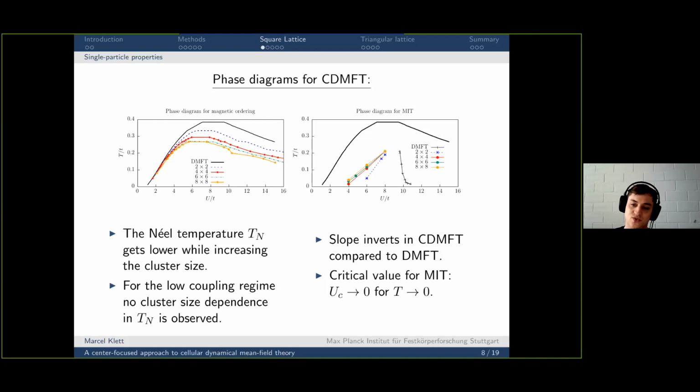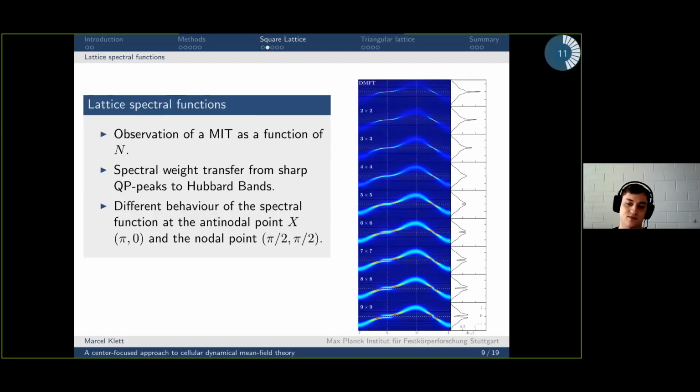Another nice way to see the effect of the cluster size in CDMFT calculations is shown here in the figure, where we see the local spectral function on the right and the lattice spectral function on a given k path on the left. So this color plot is the lattice spectral function from gamma, X, M, and then back to gamma. And let me tell you that we set the outer parameters like temperature and interactions to be constant in those calculations. The only thing we are in fact changing is the cluster size here.